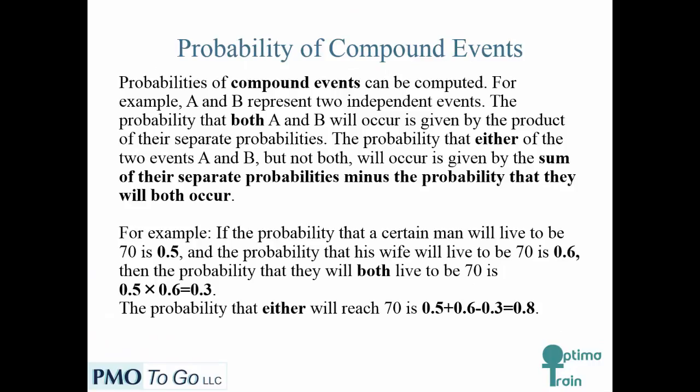Compound events become a little more complicated. Compound events are situations in which two events occur, and we wish to know the probability associated with both happening, or either, or neither. The two events in this discussion are independent, that is, one does not affect the other. That is about the limit of our interest in probability.